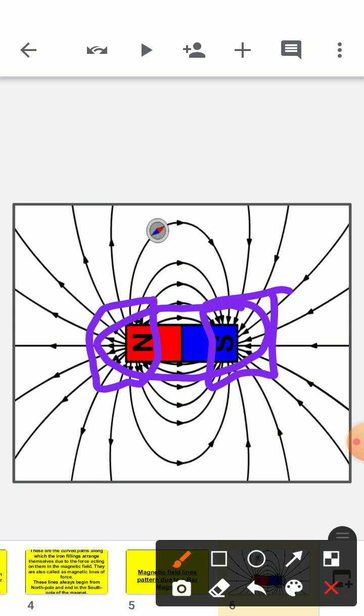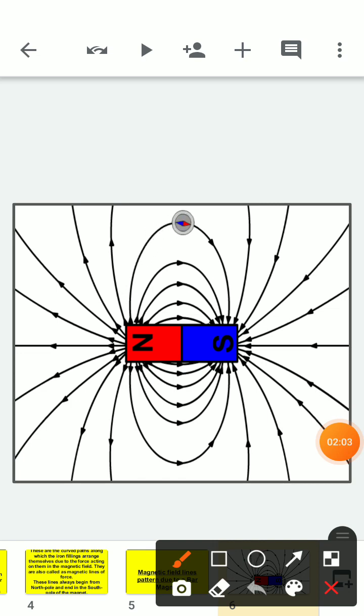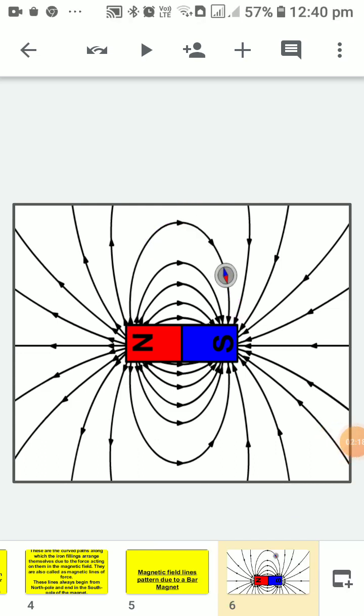And the magnetic field lines which a bar magnet is producing always start from the north and end at the South Pole. So here we are showing the direction of magnetic field lines. You can see here they are starting from north and ending at south. So these magnetic field lines form a pattern which we are able to see in a bar magnet.